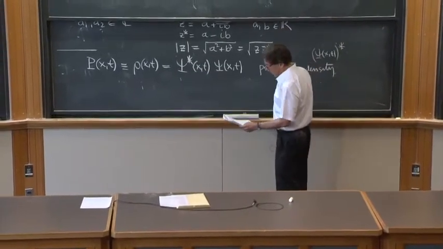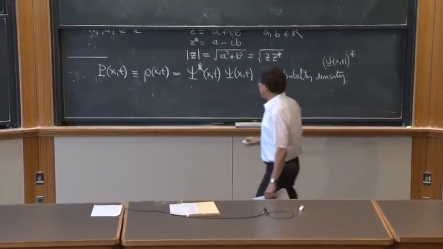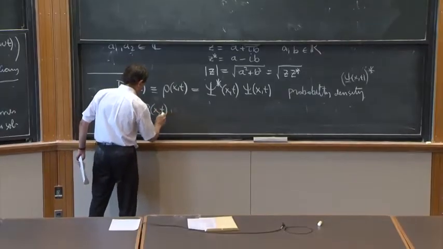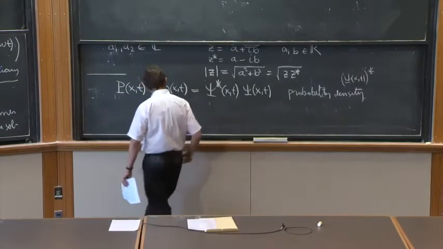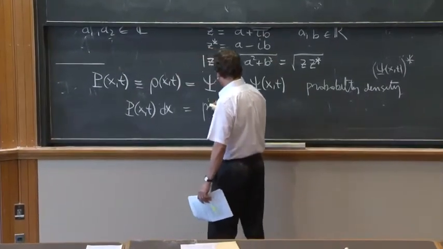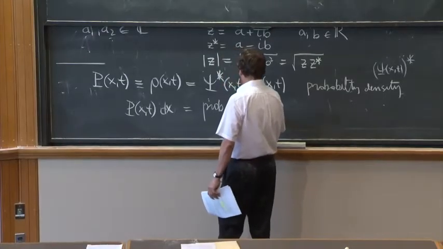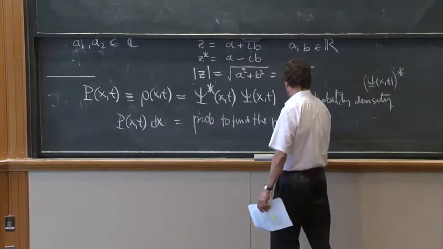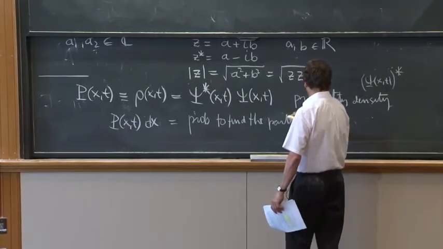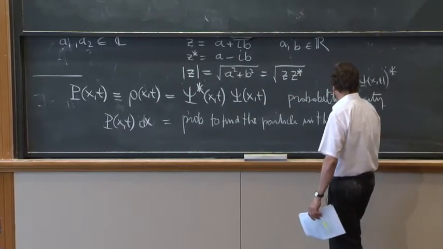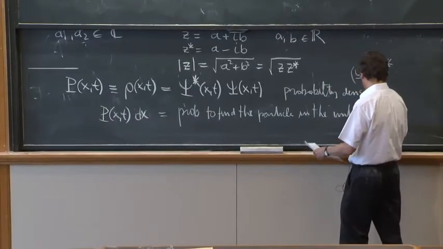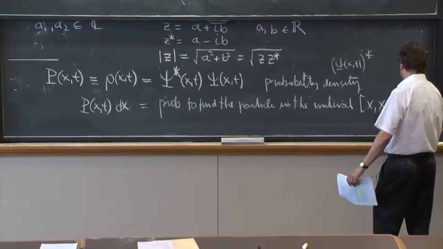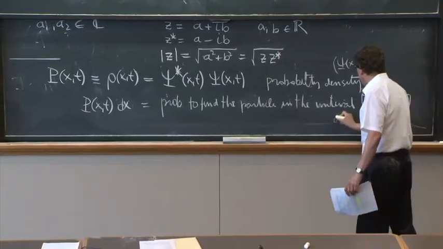And the interpretation is that if you take P of x and t and multiply by a little dx, this is the probability to find the particle in the interval between x and x plus dx at time t.